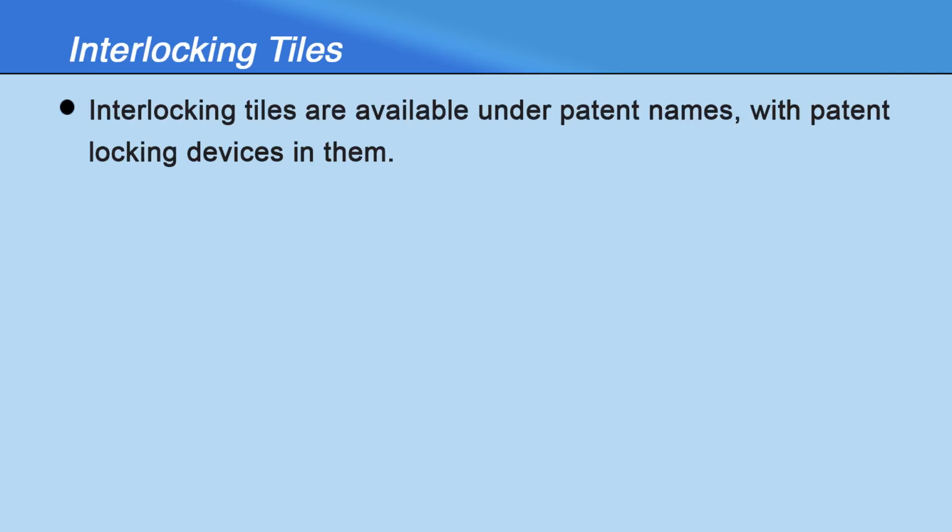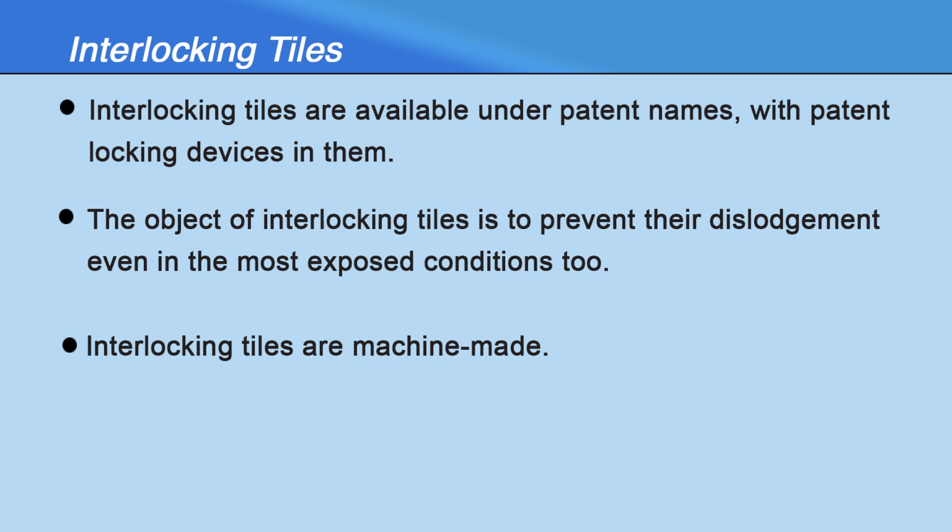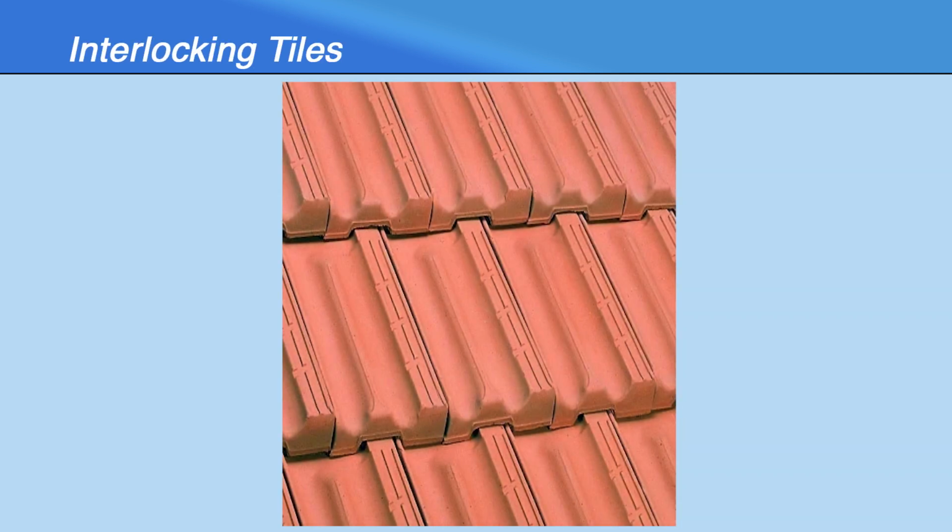Next, interlocking tiles. Interlocking tiles are available under pattern names with a pattern locking device in them. The object of interlocking is to prevent their dislodgement even in the most exposed conditions. Interlocking tiles are machine made. These are the interlocking tiles.